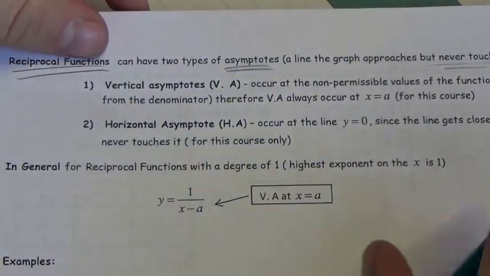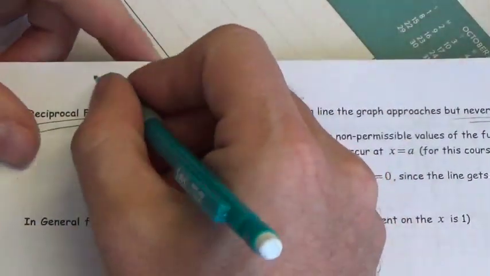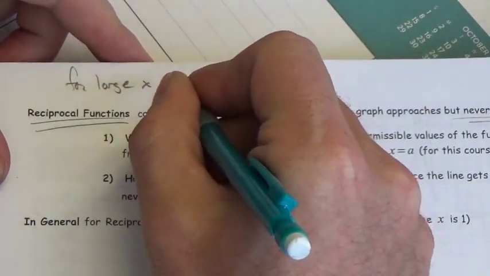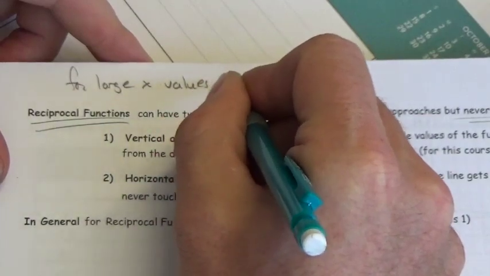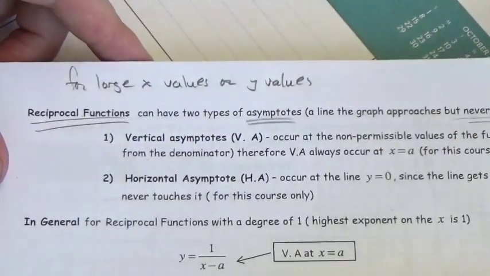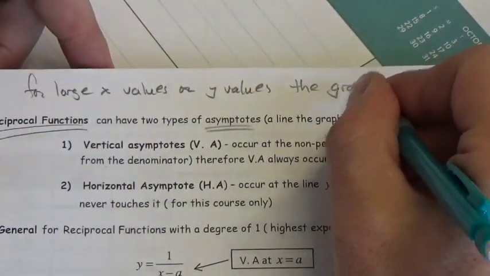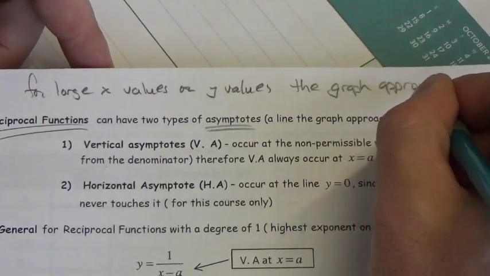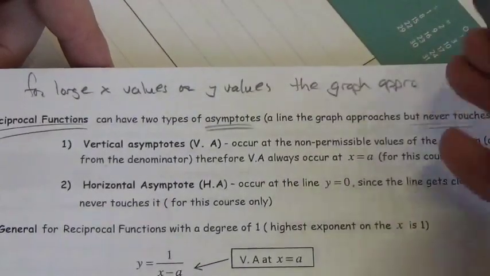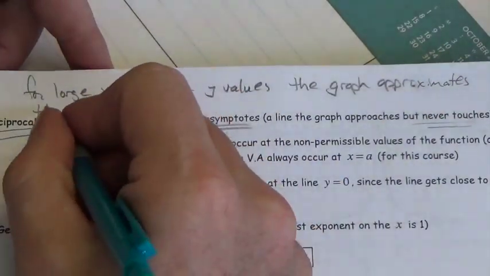I think maybe a better way to describe that is that for large x values or y values for that matter, okay, for large values of x or y, the graph approximates the asymptote.